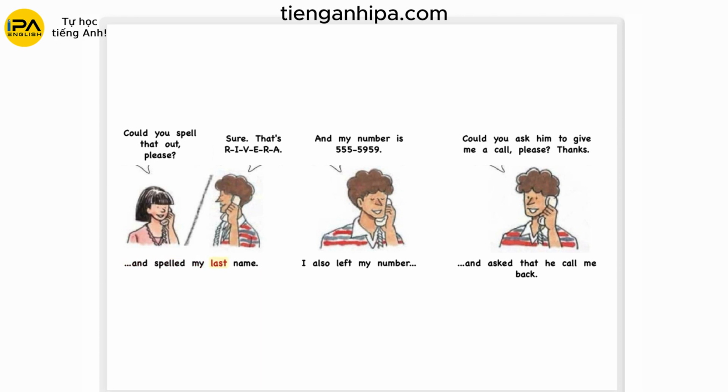And spelled my last name. "Could you spell that out, please?" "Sure. That's Rivera." I also left my number. "And my number is 555-5959." And asked that he call me back. "Could you ask him to give me a call, please? Thanks."